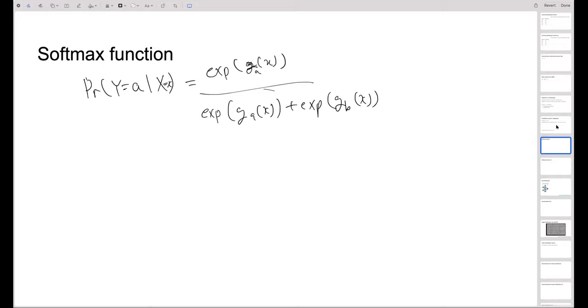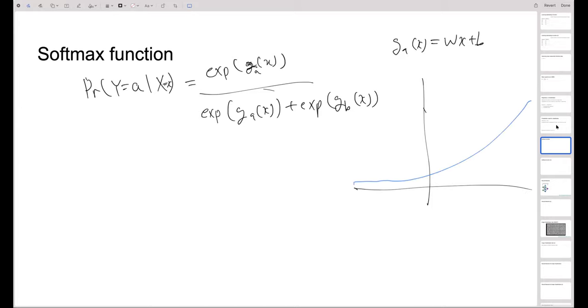Basically what this means is g of a of x can be an unbounded function, just like, for instance, we can just think of it as something like wx plus b. And this is unbounded, right? This can go either positively infinite or negatively infinite. But then you can plug this into exponentiation. And what the exponentiation does, as you know, is you basically have always a positive number. So exponentiation basically makes everything positive in a smooth way.